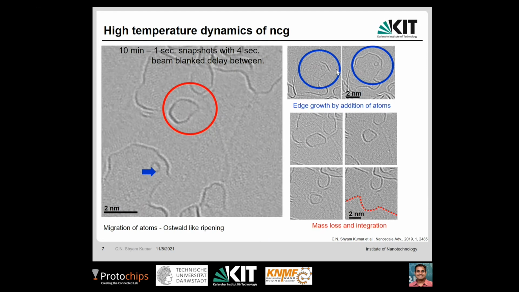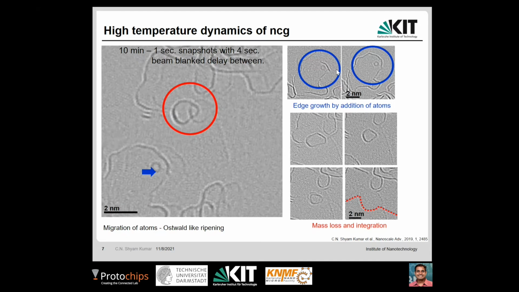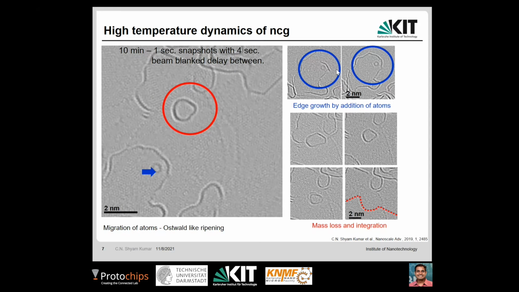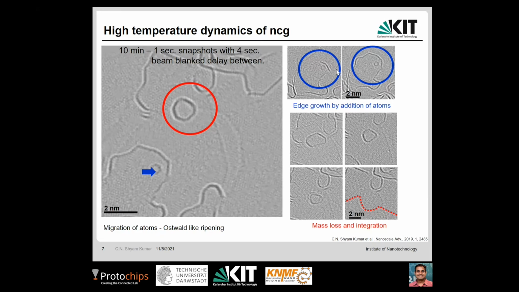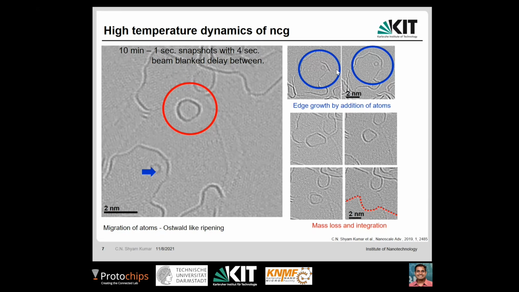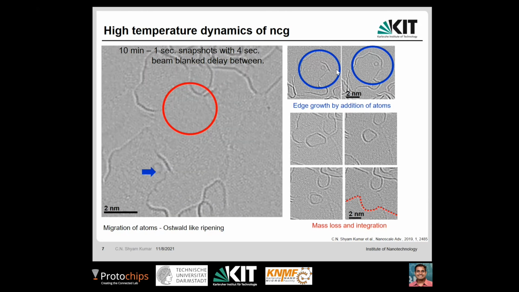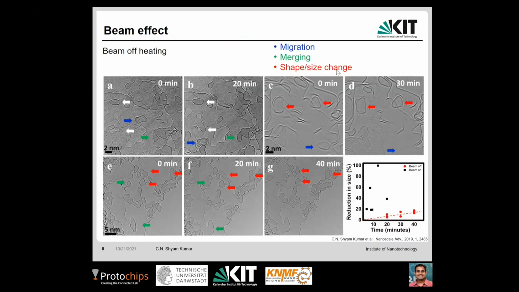One is the migration and merging, where we have both lateral and vertical material transfer, and also you have the Ostwald-like ripening by the movement of atoms or group of atoms. Now, one of the obvious questions that comes with these in situ measurements is what the beam is doing here, or how can we separate out the beam-induced transformations and the inherent temperature-driven mechanisms? So for that, we did some beam off heating. So we imaged an area, switched off the beam, and imaged the same area after a particular time.